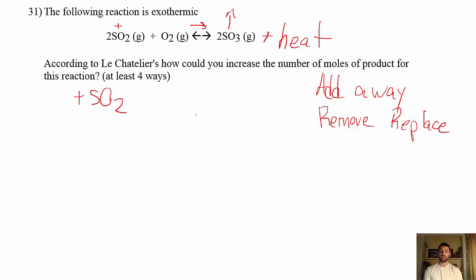So that alliteration might help. Add, away, remove, replace. So if I'm adding SO2, I want to shift away, bingo. Same thing for O2. So I can add O2. It would shift away from that. All right. Let's see. We also have heat. Well, heat's a product. So if I want to try and make more product, I got to remove the heat. So cool it down. Remove the heat.